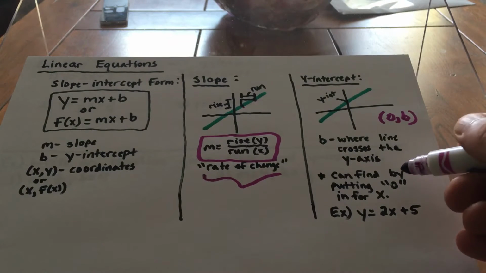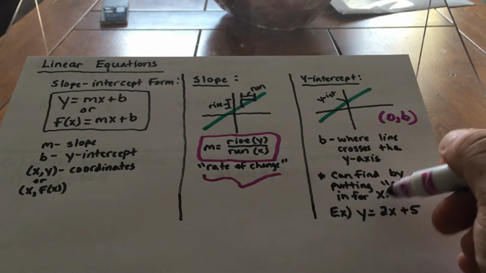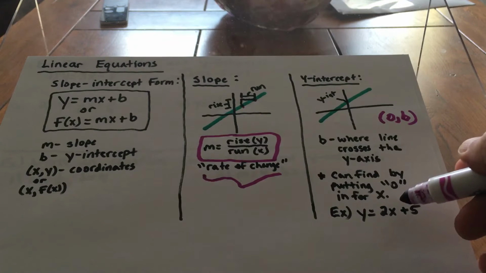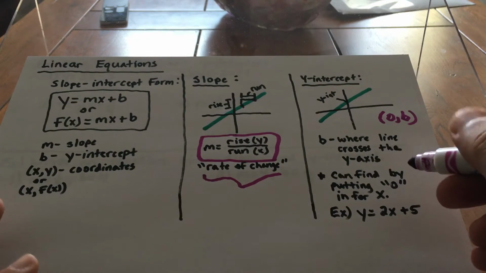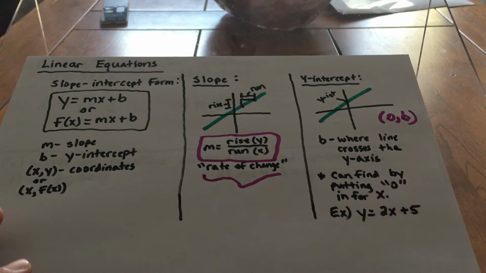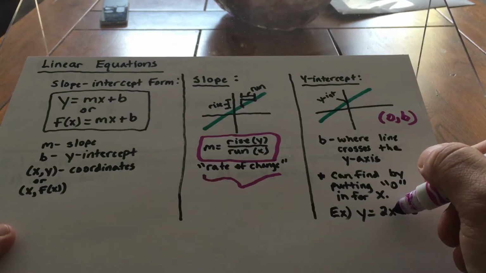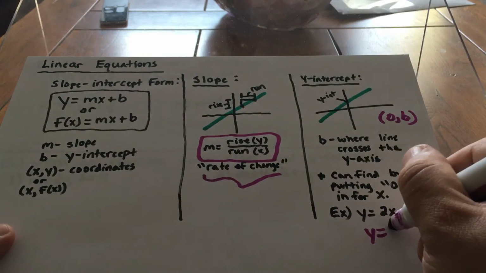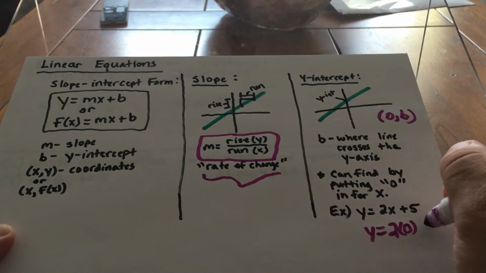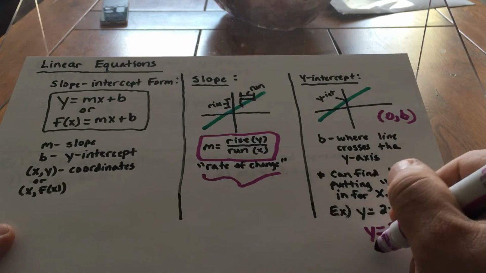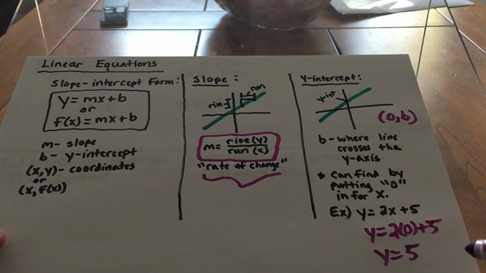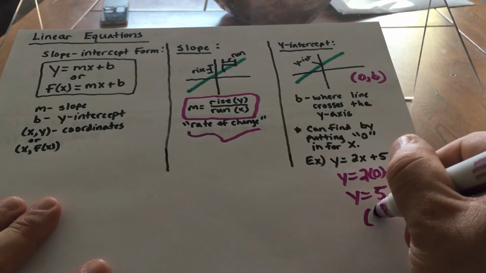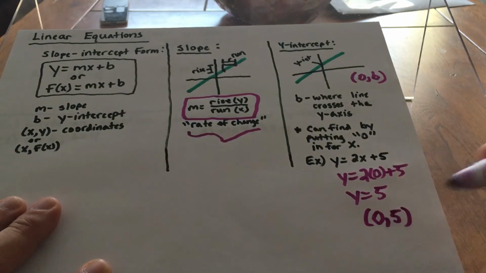Okay? And since x is 0, you can find the y-intercept by plugging in 0 and solving for b. So if you plug in 0 for x here, 2 times 0 plus 5. So what you have is y is equal to 5. Okay? So your y-intercept then, for this particular equation, is at the point (0, 5).